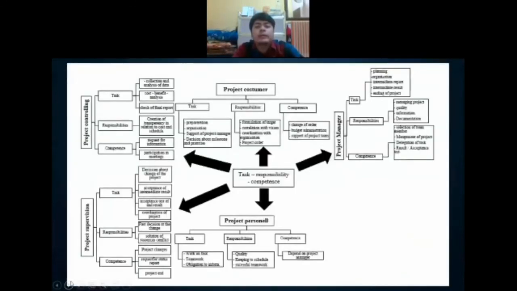And the last slide is task, responsibility, and competence. In the organization, we separate it into 5 different types of tasks and it is controlled by the project manager. Every department head, like project controlling, project supervising, project personnel, project customer, were given the task, responsibility, and competence. They must run this project according to the task that was given.